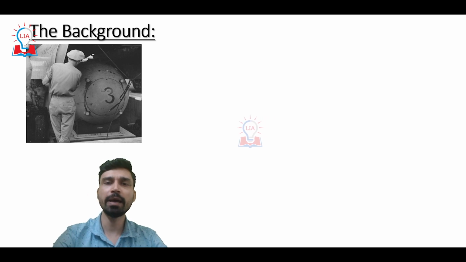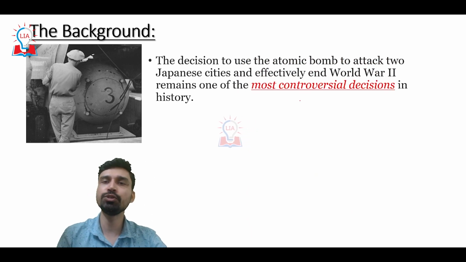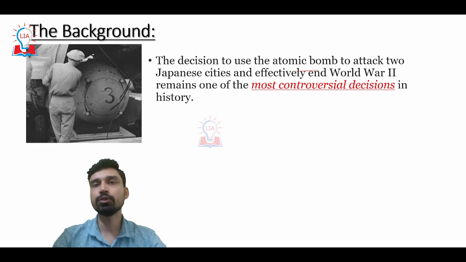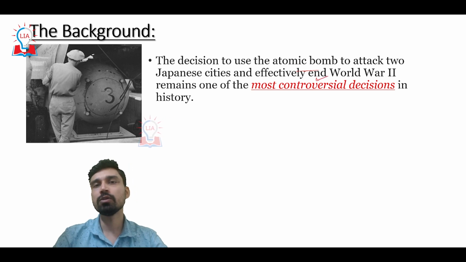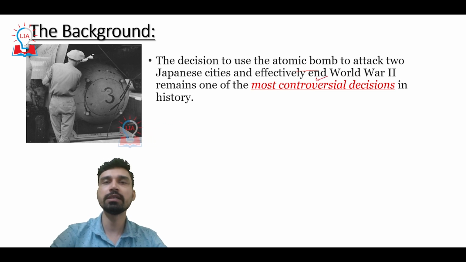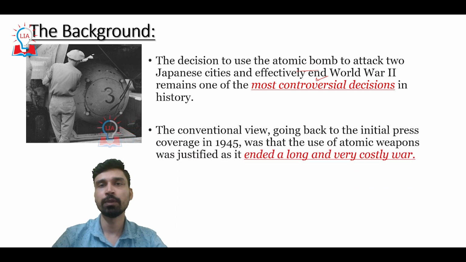So let us try to understand the background of this event. The decision to use the atomic bomb to attack the two cities of Japan, Hiroshima and Nagasaki, was taken effectively to end World War II, and it also remains one of the most controversial decisions that has been taken in human history.